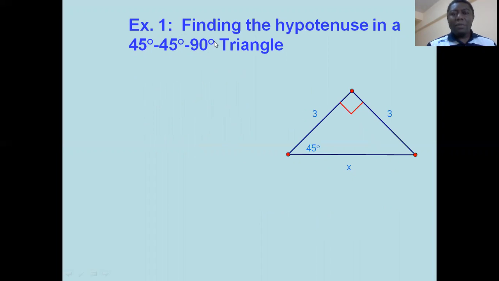So here we have an example. Find the hypotenuse in a 45, 45, 90 triangle. This angle is 45, this angle here is 45, and here is 90. This is the hypotenuse, and we have the two legs here. This first leg is 3, and this other leg is 3. We don't know the hypotenuse, so we want to find the value of x, which is the hypotenuse.